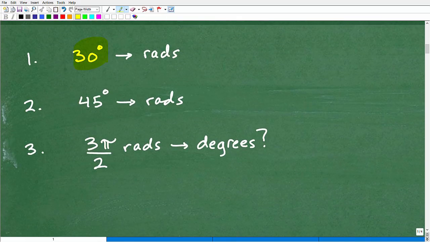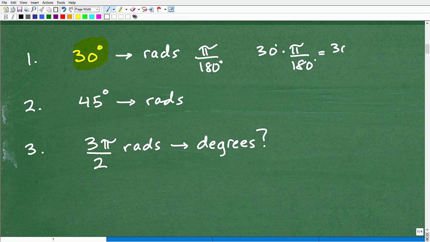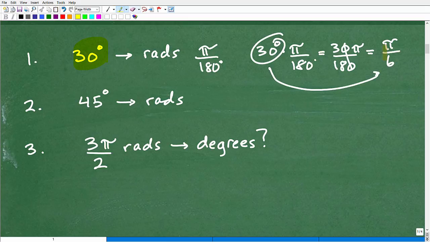So let's go ahead and convert 30 degrees into radians again. Which conversion factor do I want? Well, I want the pi over 180 degrees. Okay, so that's going to be 30 times pi over 180 degrees. The degrees are going to cross cancel. I'm going to end up with 30 pi over 180. Okay, and of course, 3 goes in 18 6 times, so this is pi over 6 radians. So 30 degrees is equivalent to pi over 6 radians.